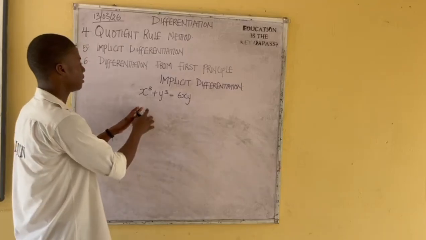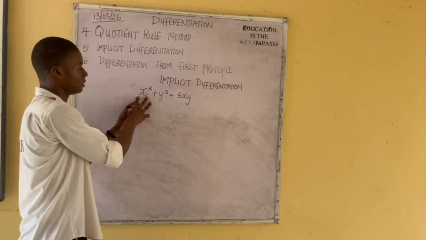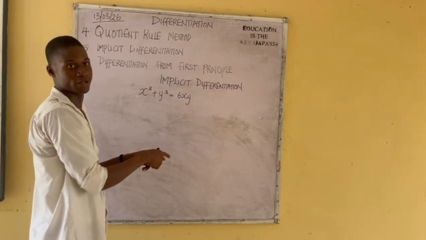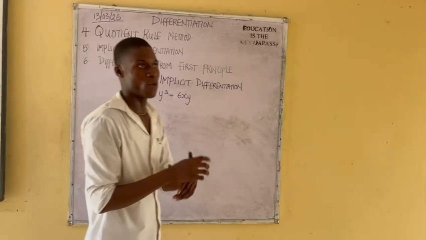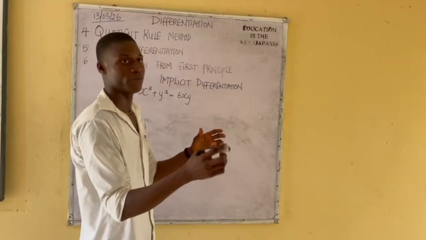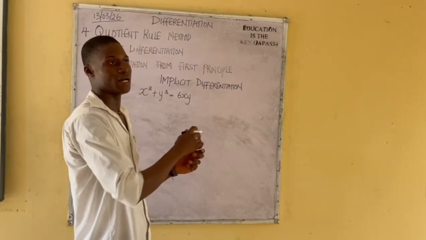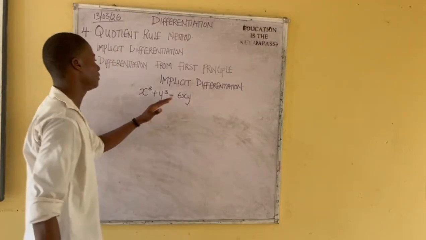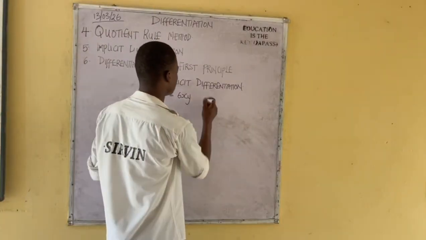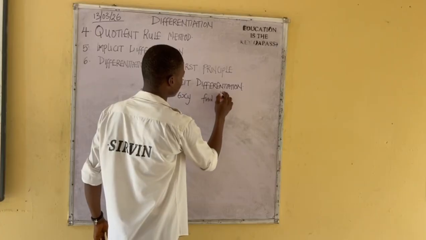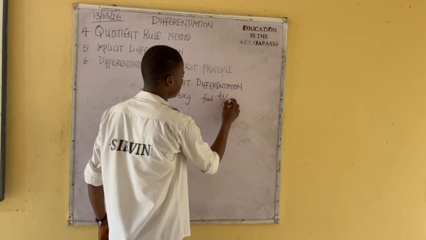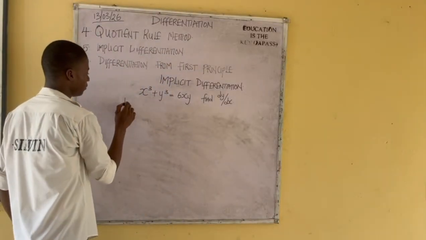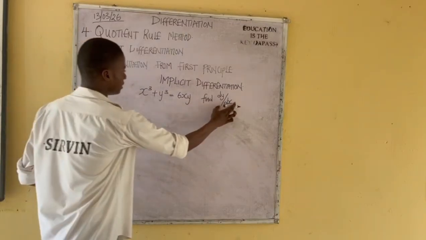In this problem, after differentiating x, you write down the answer. But if you differentiate y, you now put the dy over dx. At the end, you bring the dy over dx terms to one side and carry the other terms to the other side, and that becomes your answer. Let's say, given this question, find dy over dx. This is what I have to find.